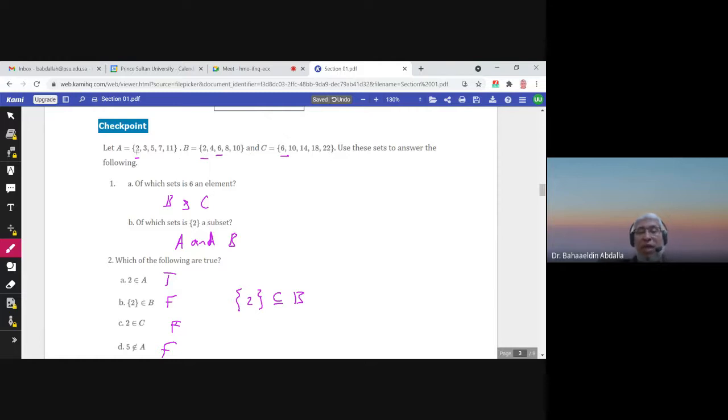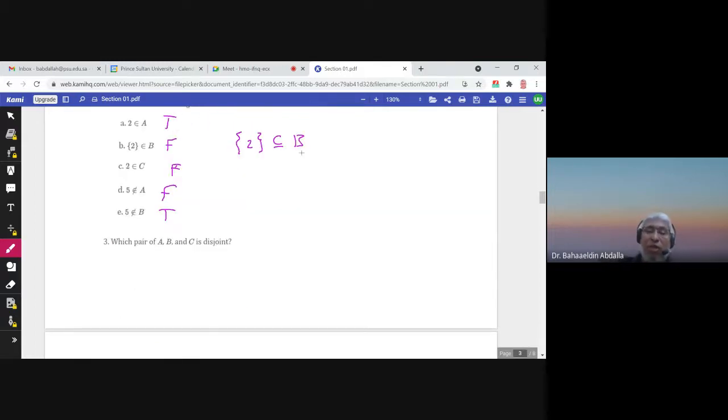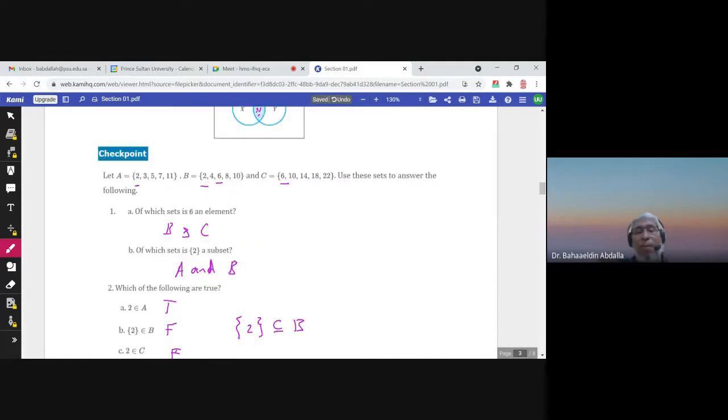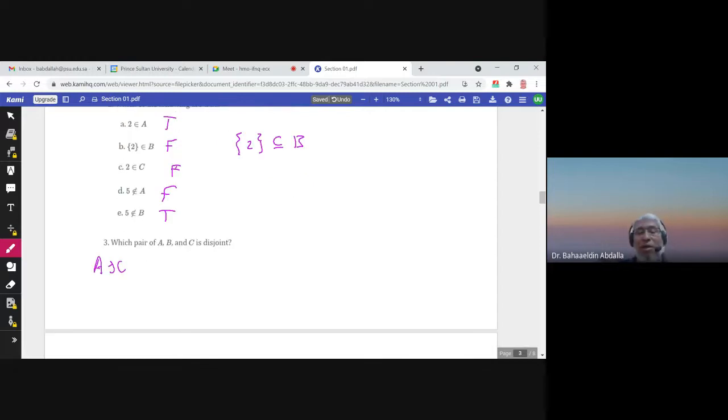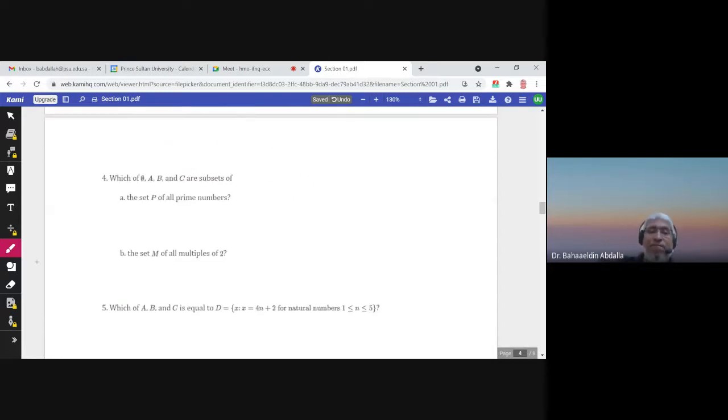What about A and C? 2, 3, 5, 7, 11, and 6, 10, 14. Yeah, A and C are disjoint. There are no elements in common. So these two sets are disjoint. What about B and C? There is 6 and 10 also, so they are not disjoint. So the only two disjoint sets are A and C.